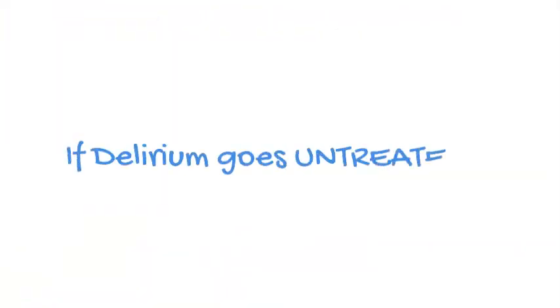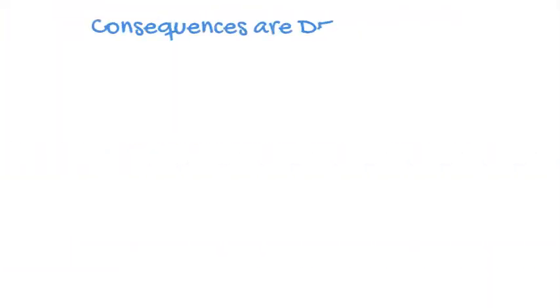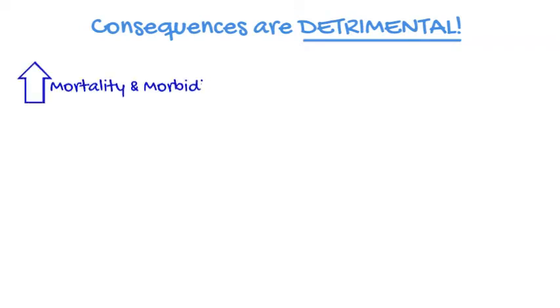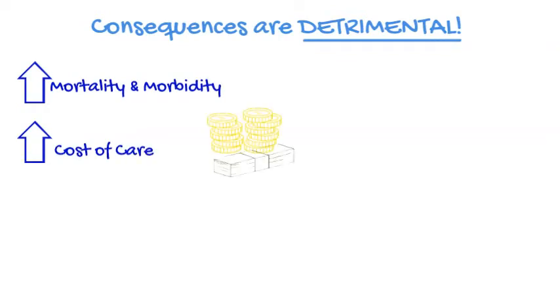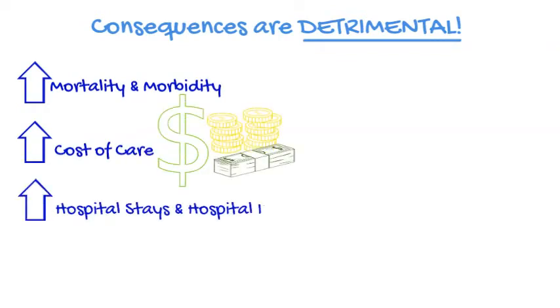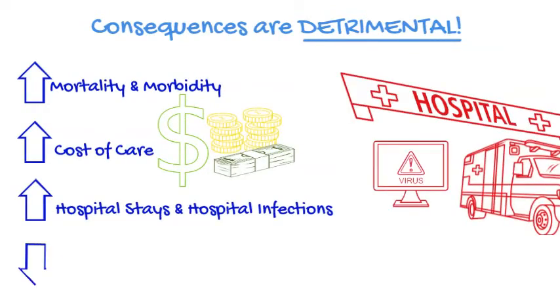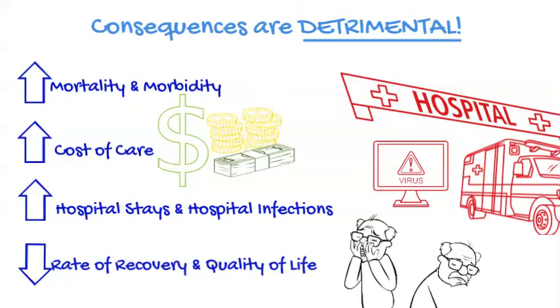Now that we've covered the precipitating factors, what happens if delirium goes untreated? Delirium consequences can be detrimental. Even though this is an acute problem that goes away after several days, it can still be associated with long term outcomes. This includes increased mortality and morbidity, increased cost of care, longer hospital stays and hospital infections, which thereby decrease the rate of recovery and quality of life for patients.